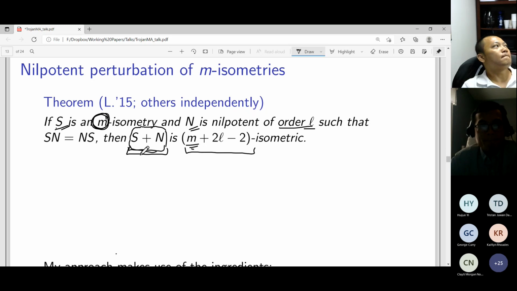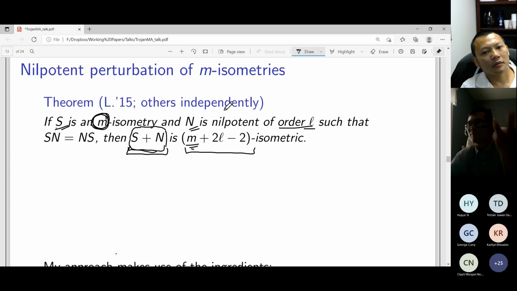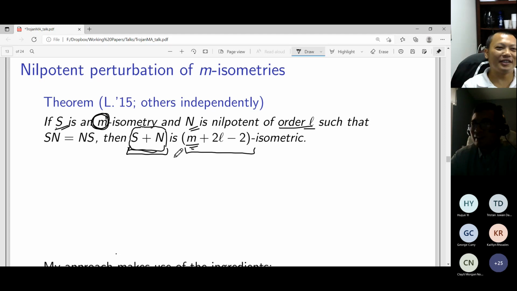But it's a little tricky, because n is nilpotent, so eventually n to the l must be 0. So then S commutes with n to the l. Yes, but that's the weaker condition, right? It does not imply commutativity. I don't know. But we know for sure.